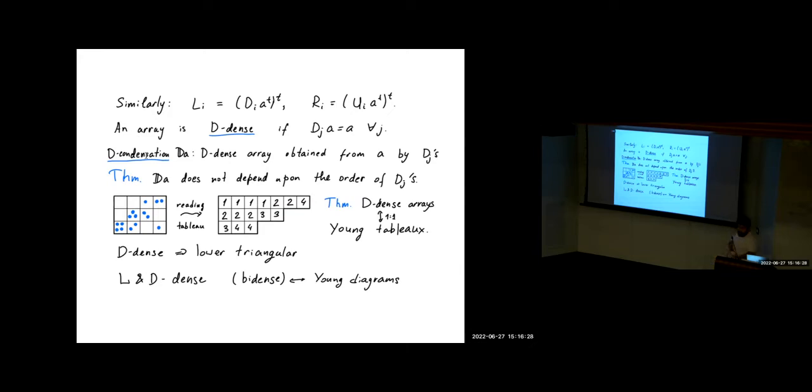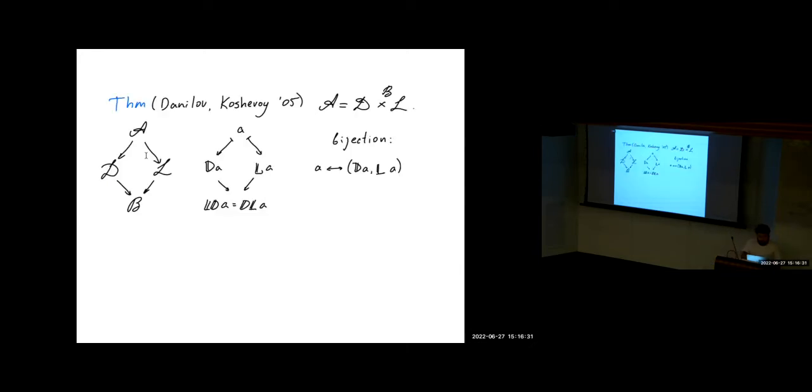So far so good. And here's the main theorem by Danilov and Koshevoy. It is as follows. If you have an array A, you can take its downward condensation dA, or leftward condensation LA, and if you apply the condensation in a different direction, you'll get the same thing, since these operations commute, as I mentioned.